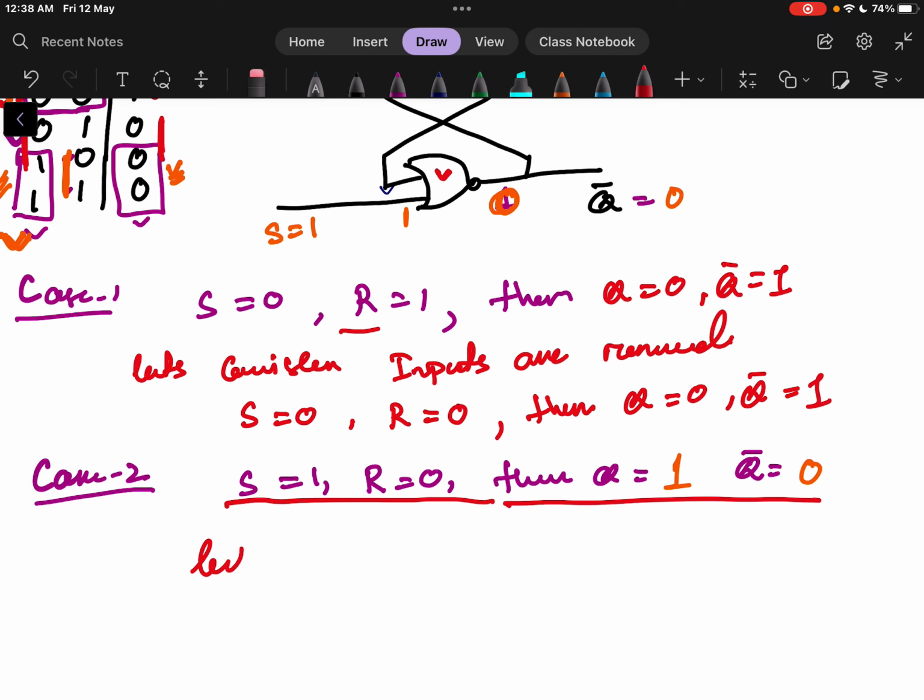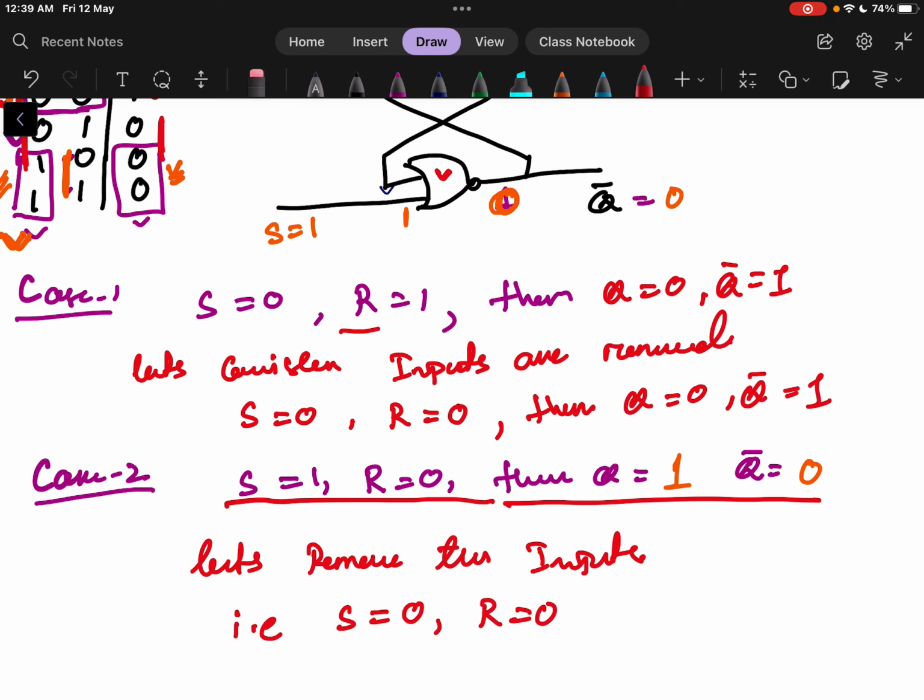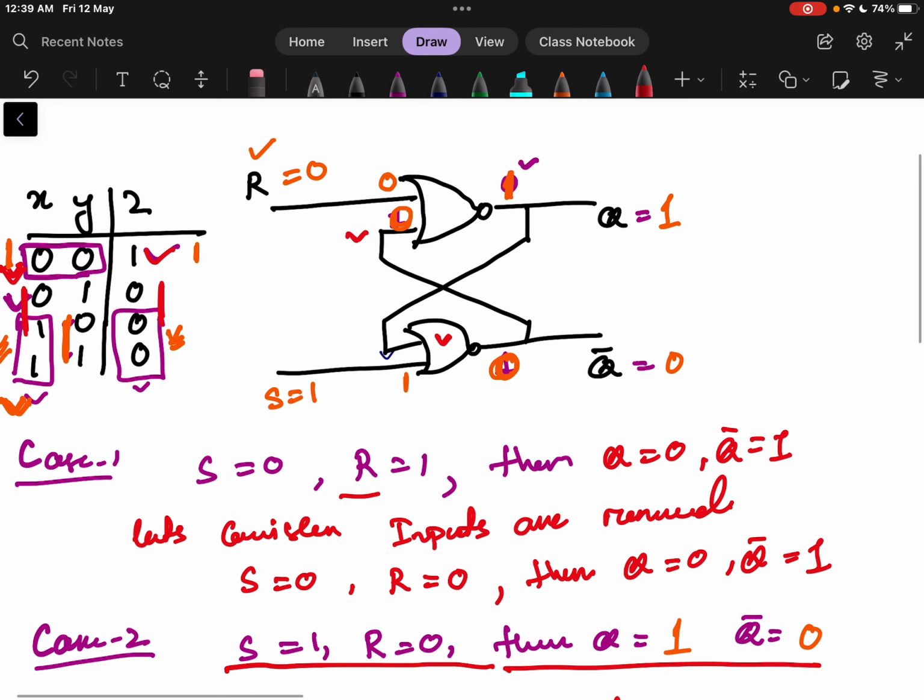So, next let us remove the inputs. That is what we are going to do, S equals to 0 and R equals to 0. So, we are making S equals to 0 and R equals to 0, we are removing all the inputs. In that case what will happen, this S will become 0. So, S becoming 0 means this input will also become 0.